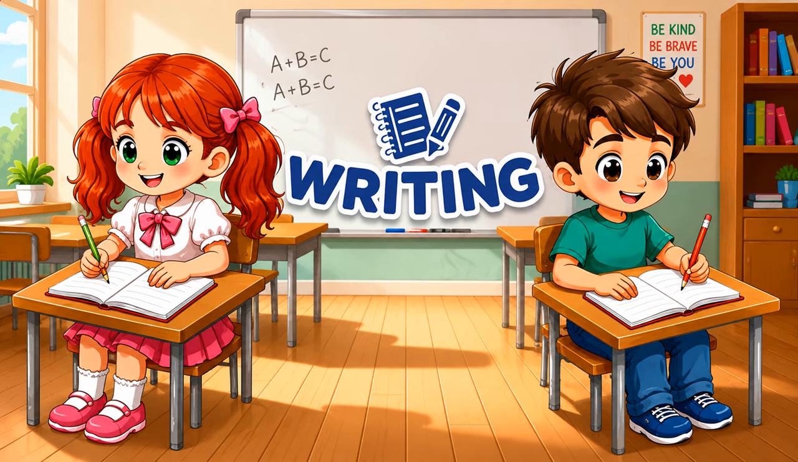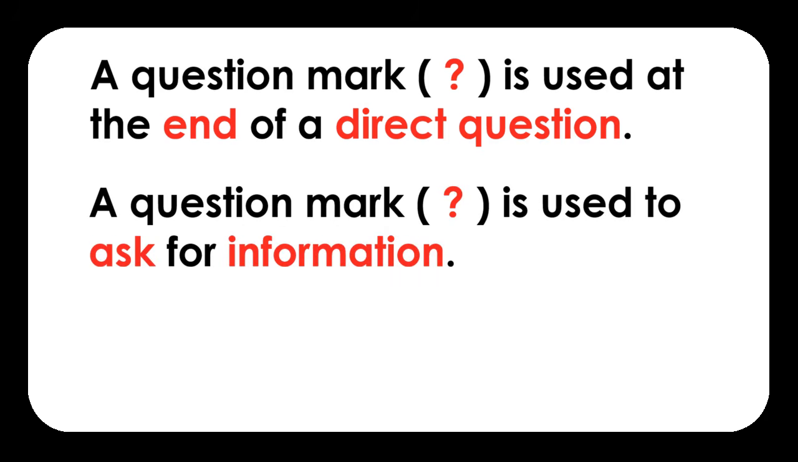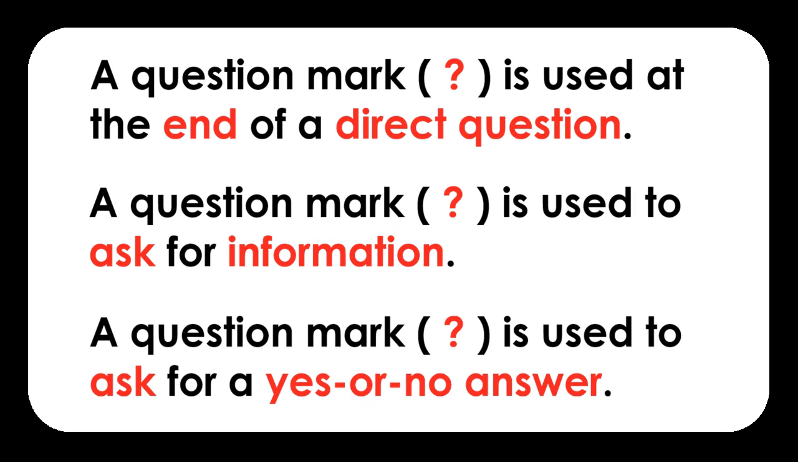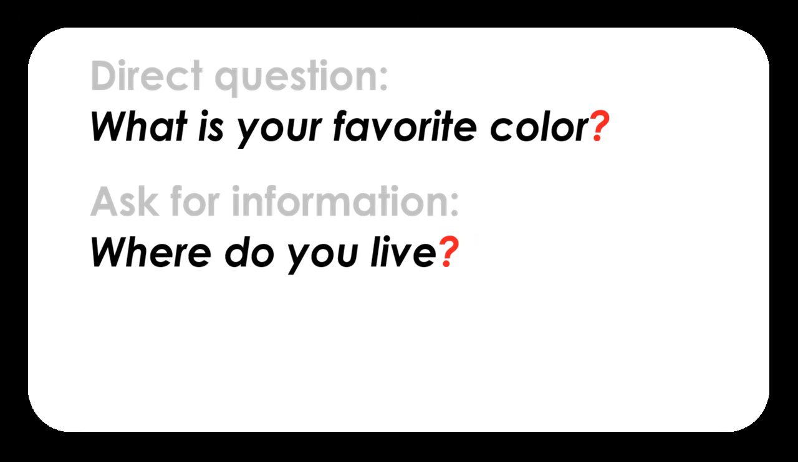Let's look at how a question mark is used in writing. A question mark is used at the end of a direct question, to ask for information, and to ask for a yes or no answer. For example, what is your favorite color? Question mark. Where do you live?